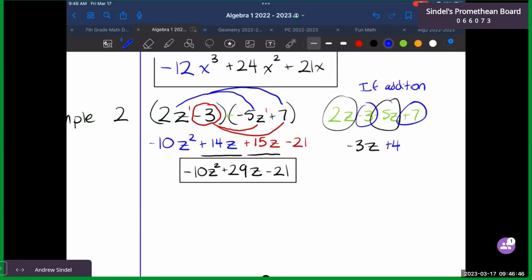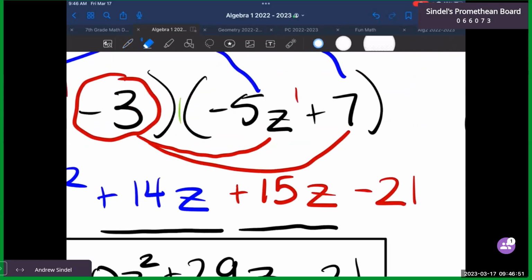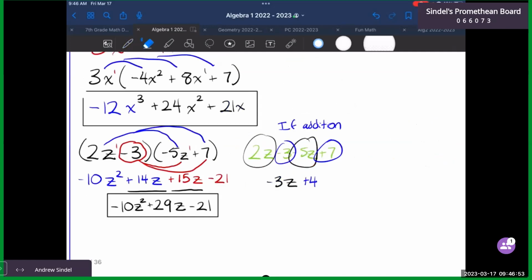Let me see if I can take that away. I'll say "if addition," because I like that. If addition, that's what we do with it. All right.